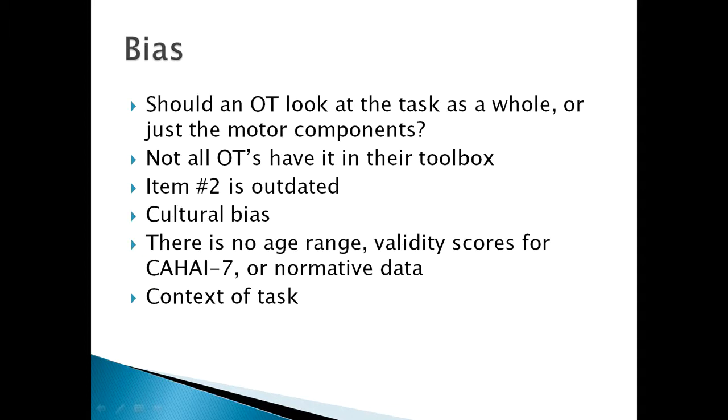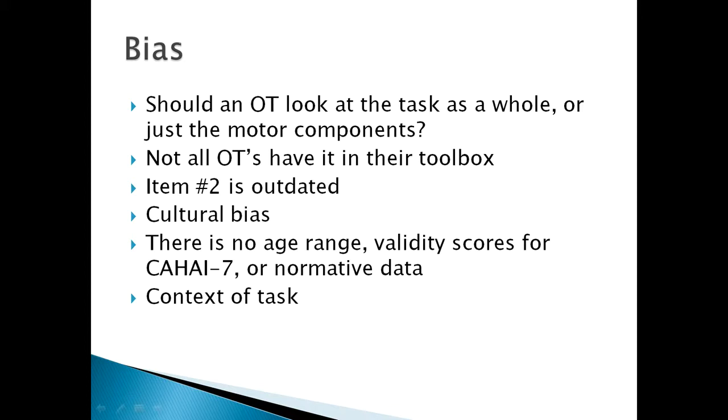It is also used to detect other impairments such as cognition and proprioception. There are a few biases that should be mentioned when discussing the Chedoke inventory. First, in a research article, the authors found that many OTs found it challenging to determine if they should score the individual based on their ability to complete a task as a whole and functionally, or if they should just look at the motor components.